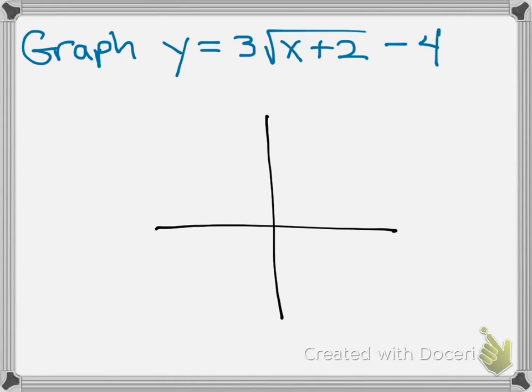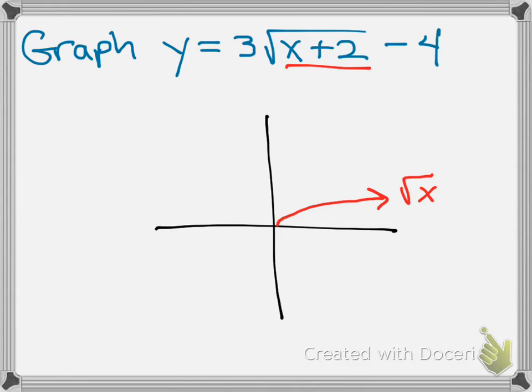So first of all, what I would do is identify what your parent function is. Since this is a square root function, our parent function is just y equals x squared. Or, excuse me, y equals the square root of x. So that's the parent function that we'd be starting with. Then let's talk about what we're doing to that parent function.